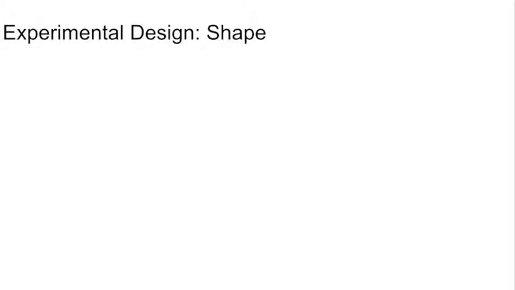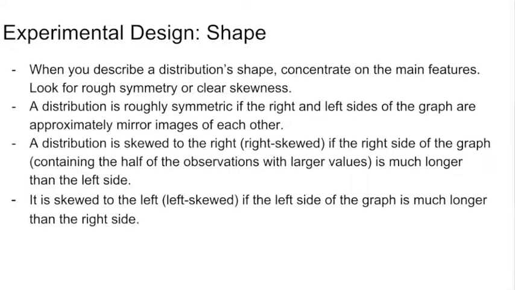So in terms of shape, this is when you describe a distribution's shape and concentrate on its main features. This is when you look for rough symmetry or clear skewness. A distribution is roughly symmetric if the right and left sides of the graph are approximately mirror images of each other. So basically, they should look roughly the same. It doesn't have to be an exact replica of either side. It just needs to look roughly the same.